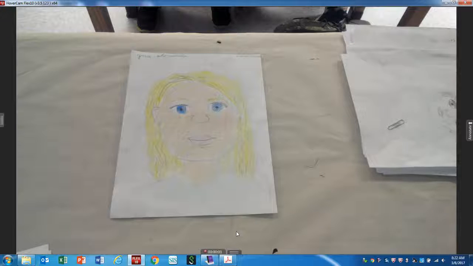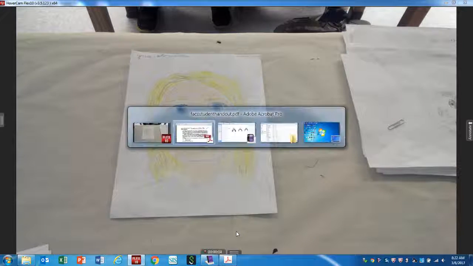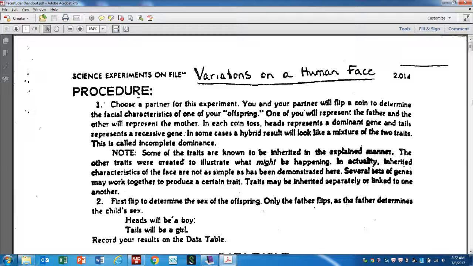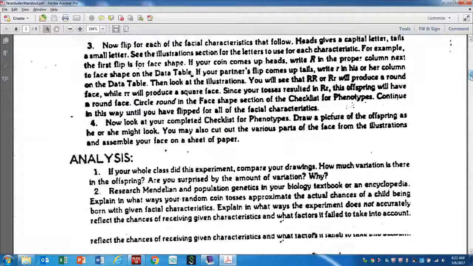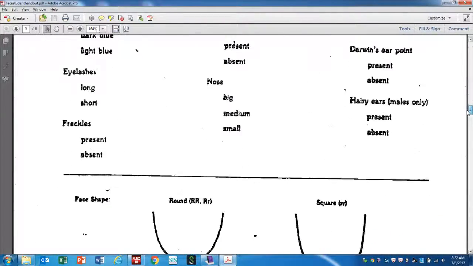Results now. Before we do the big reveal of the other children, let's go back to the question I asked you a couple seconds ago. I said go through your packet. We've already made our children, and you'll notice that each one of these traits.